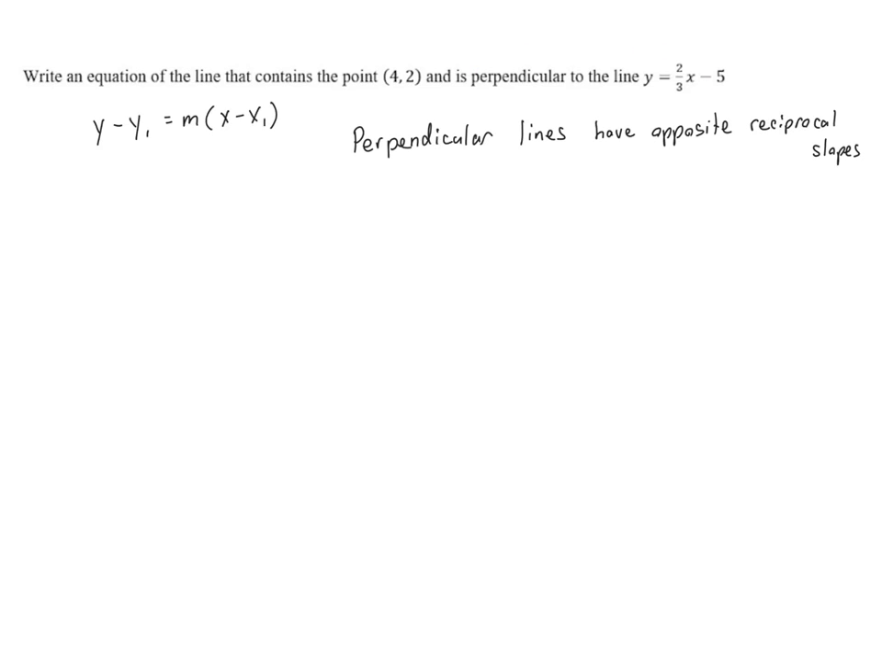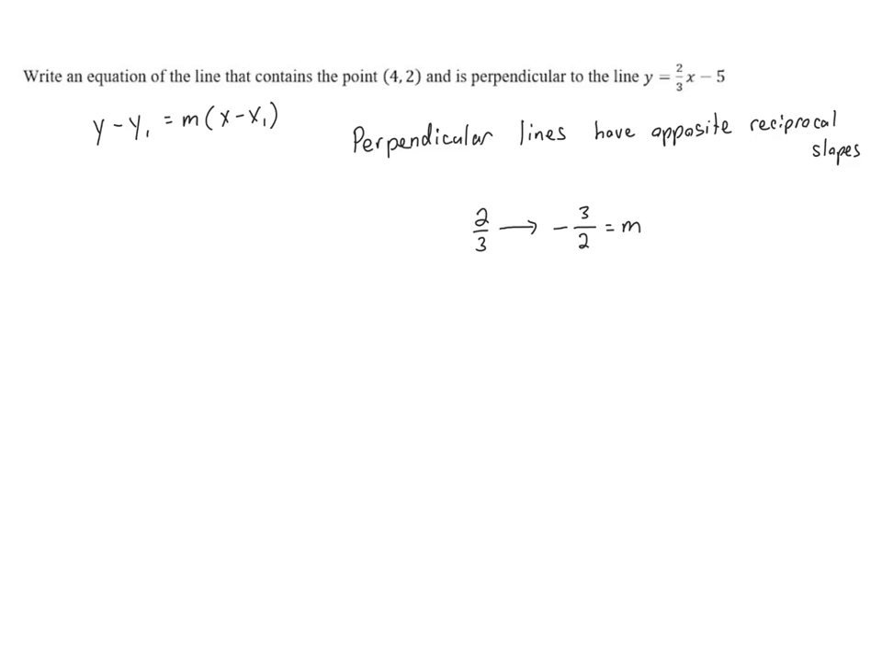Now, this other line has slope 2/3 because it is already written in slope-intercept form. But our line is perpendicular to this, so we have to take the opposite reciprocal of 2/3. Taking the opposite turns it from positive to negative, so we're going to have a negative number, and taking the reciprocal changes it from 2/3 to 3/2. So the slope of our line is going to be negative 3/2.